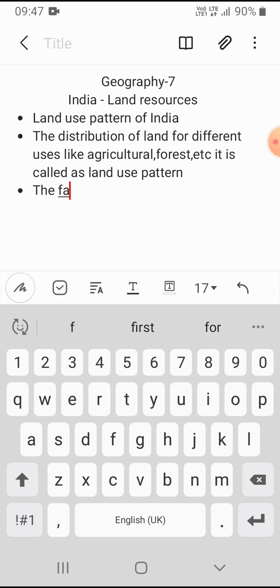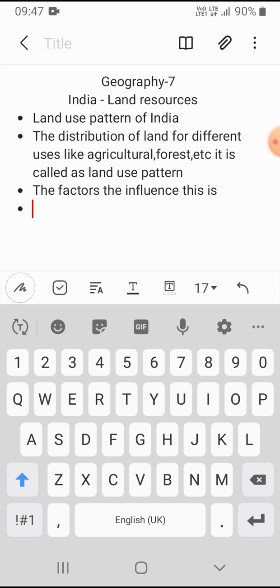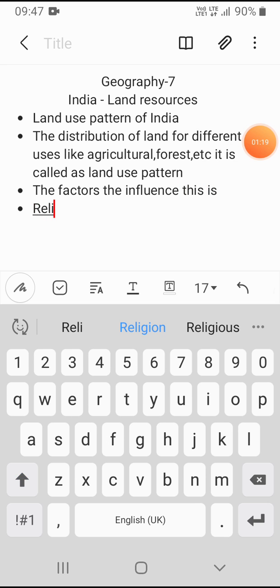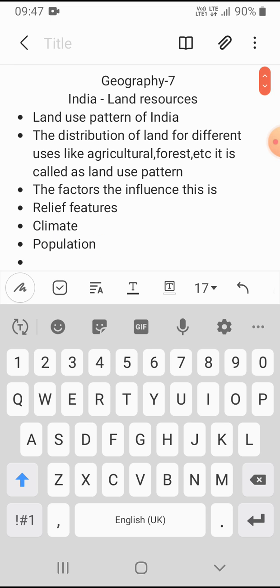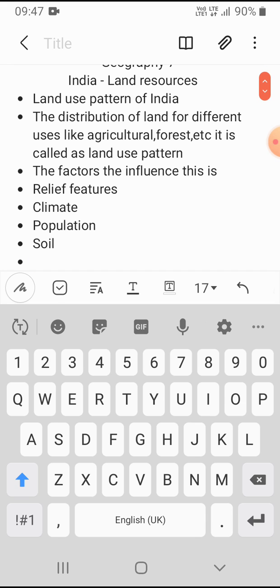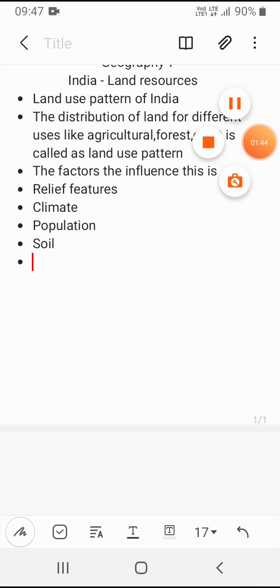So the factors that influence this land use pattern are relief features, climate, and population, how much population is there, and what type of soil, as you learned in your soil chapter. To determine agriculture, as you know, in different soil there will be different types of crops that will grow. So that also matters, as well as it depends.